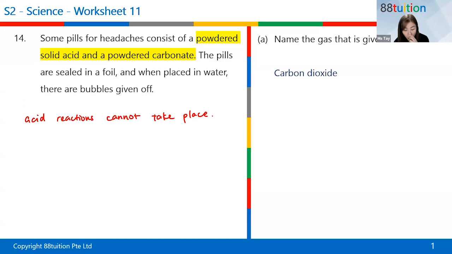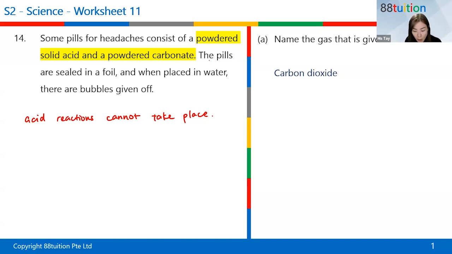One thing you need to note, you probably will only hear this in Sec 3 when you learn acids, bases, and salts. But right now, I'm going to tell you, when it is in the solid form, it does not behave like an acid. It has to be dissolved in water. That's why we keep all these medications in solid form, in powdered form. Only when it is activated with water will it behave as an acid.